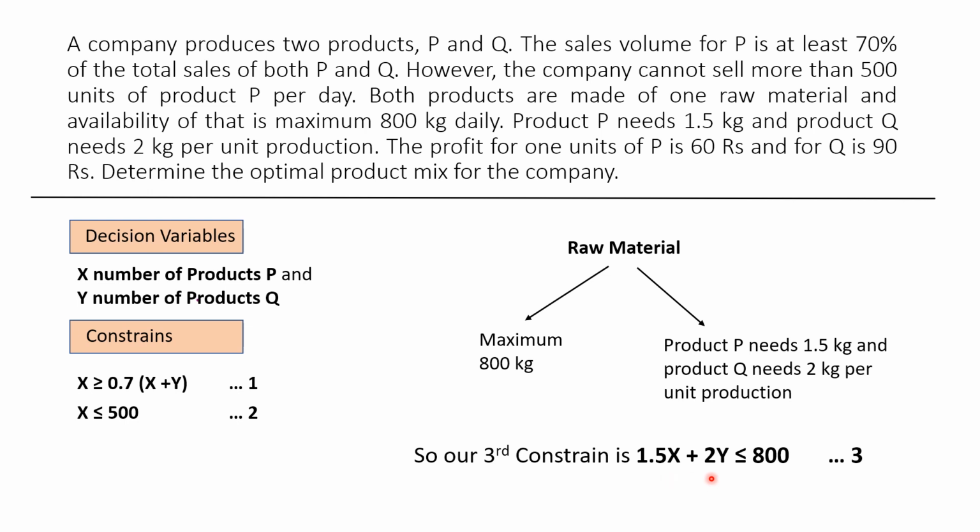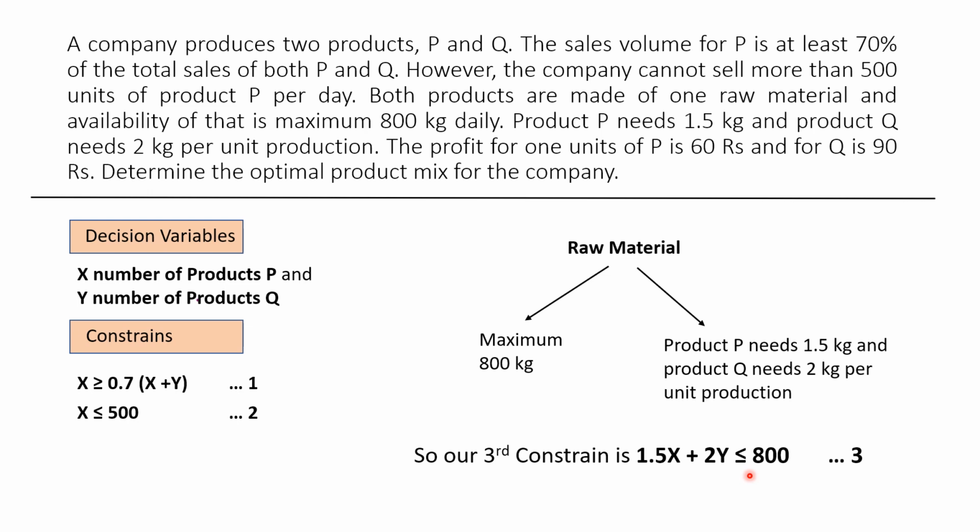Same way we have multiplied 2 with the Y. The reason is our Q products require 2 kg. This summation, that is 1.5x plus 2y, stands for the total raw material that we have used for making the X and Y number of products. And this value should be less than or equal to 800 because we have a maximum of 800 kg of raw material.